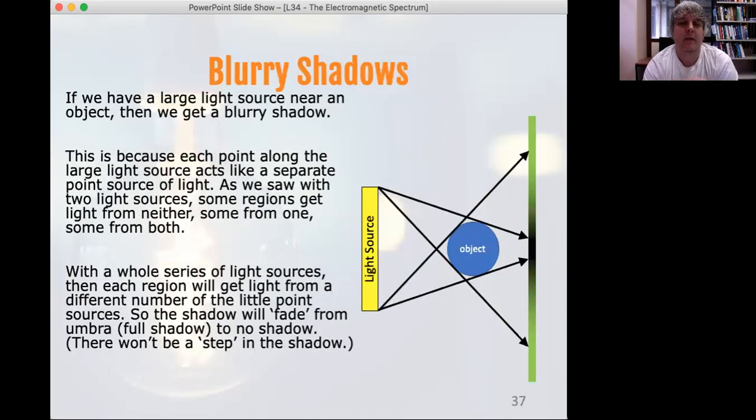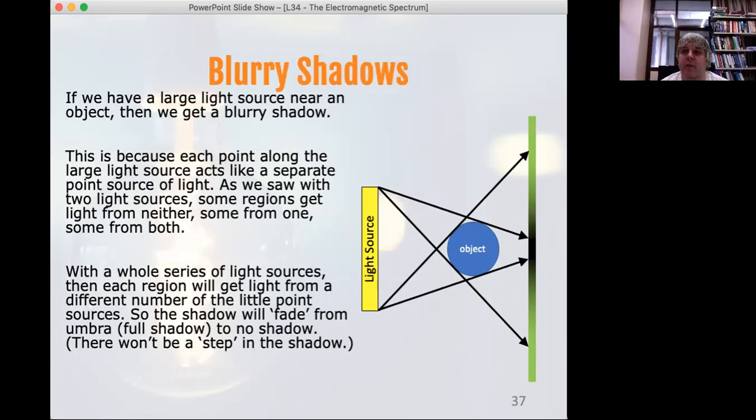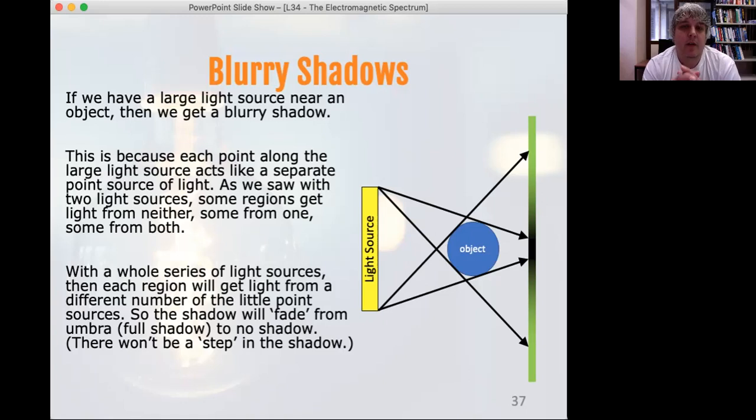When you've got a big long light source, like a fluorescent light in a room, if you're in a classroom or something, you'll see those sorts of fluorescent lights. I could probably actually just tilt up and show you one of them. You can see in the reflection there, those long sort of light sources like that. Then what they will do is they will cause a blurry shadow.